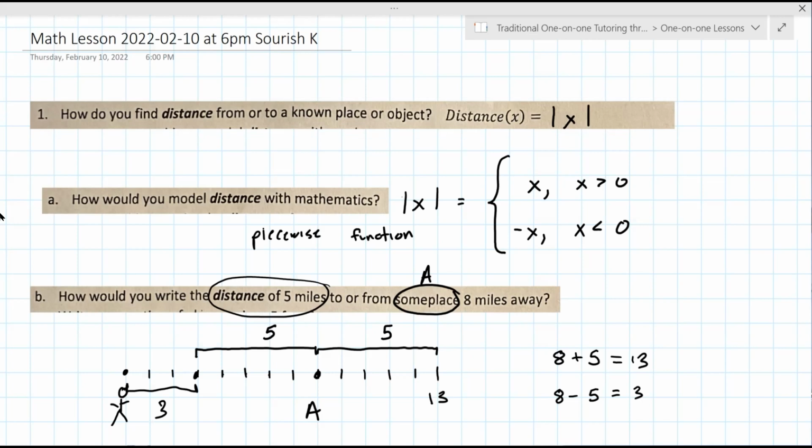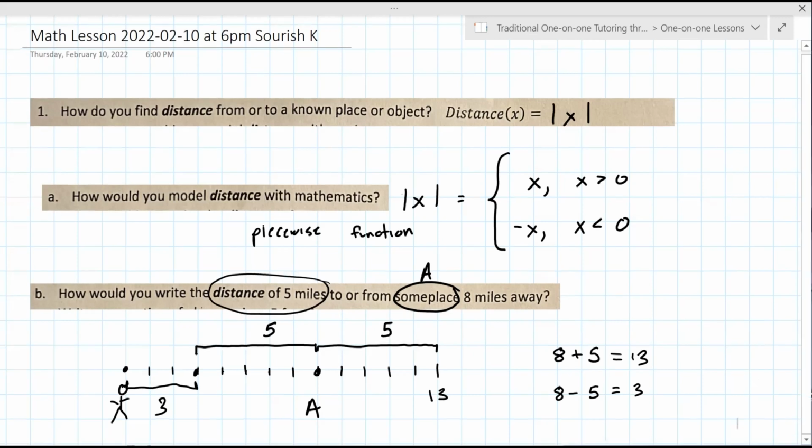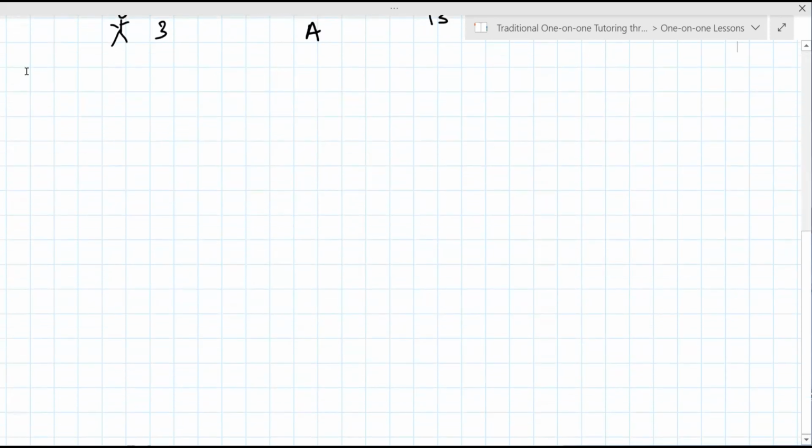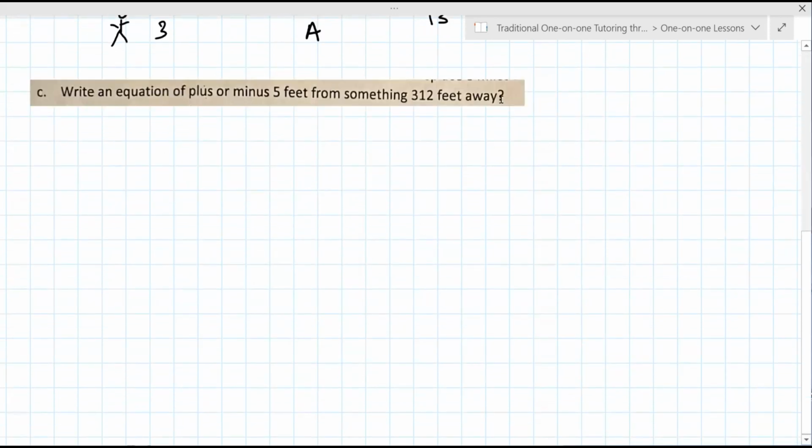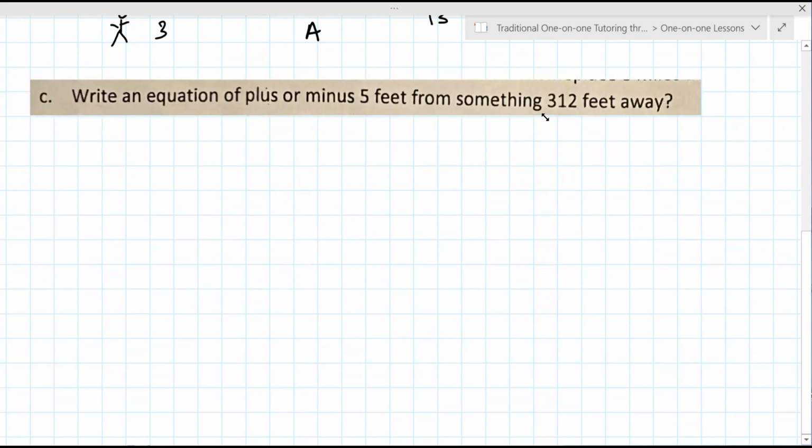You have all that down? Yeah. Okay. All right, so here we go. Here's the next one. It says, write an equation of plus or minus 5 feet from something 312 feet away.